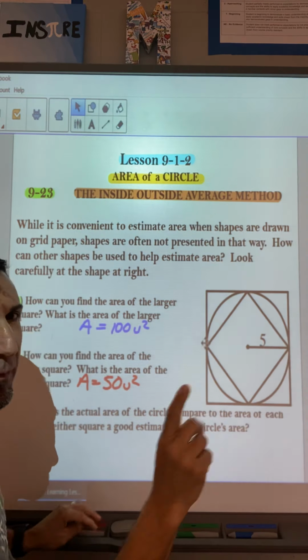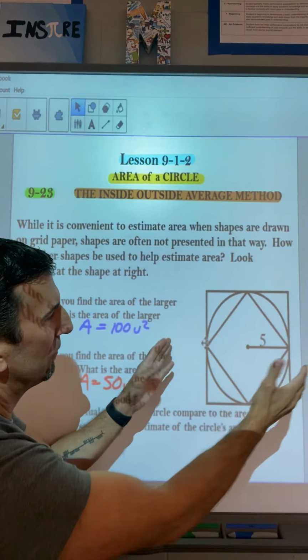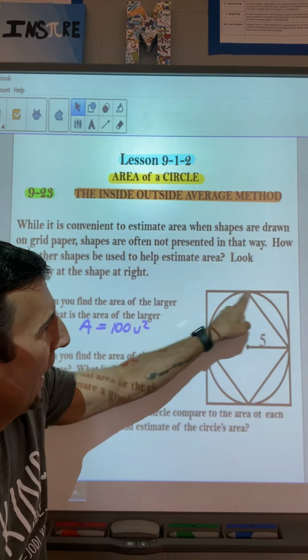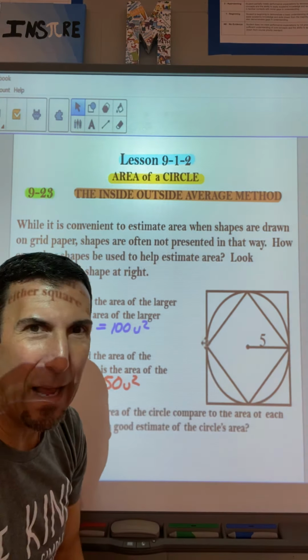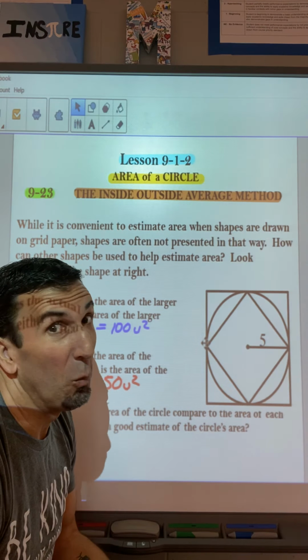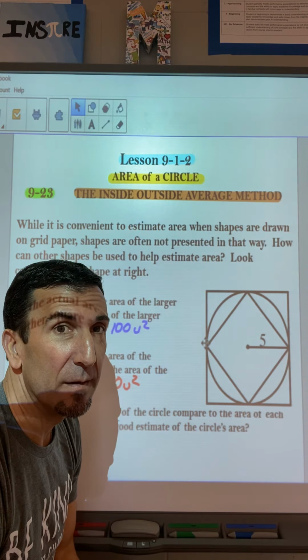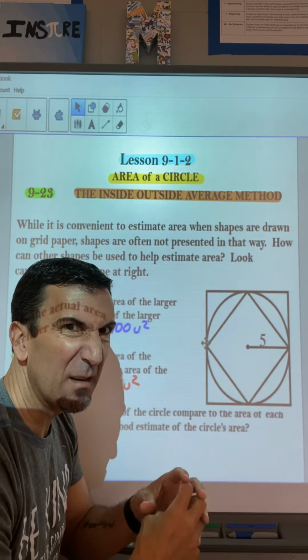Now let's think about that for a second. You have 100 for the outer one, you have 50 for the inner one, and your circle is about halfway in between. What would you estimate the circle to be then? If the outer one's 100 and the inner one's 50.